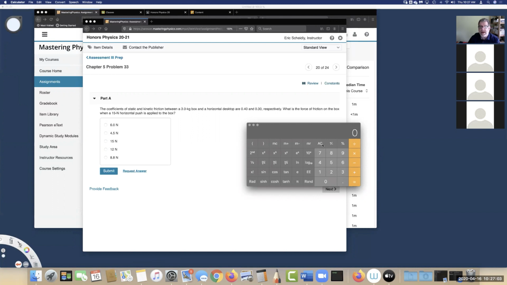So now I know that it's kinetic friction, right? What is the force of friction when a 15 newton push is applied? It's the kinetic friction, which is 0.3 times 3 times 9.8.